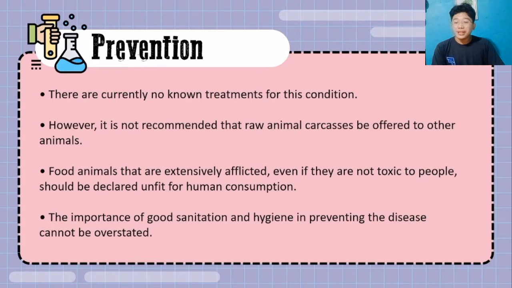Prevention. There are currently no known treatments for this condition. However, it is not recommended that raw animal carcasses be offered to other animals. Food animals that are extensively afflicted, even if they are not toxic to people, should be declared unfit for human consumption.